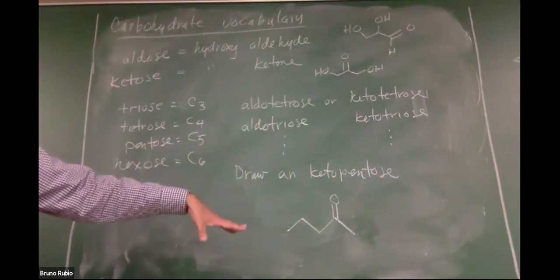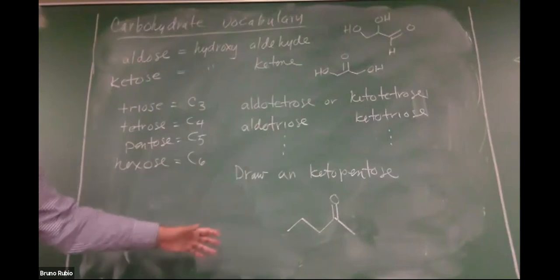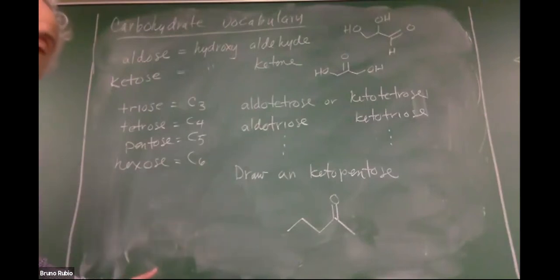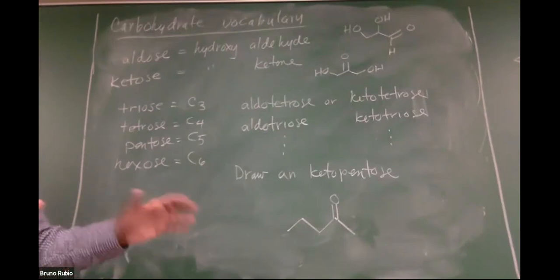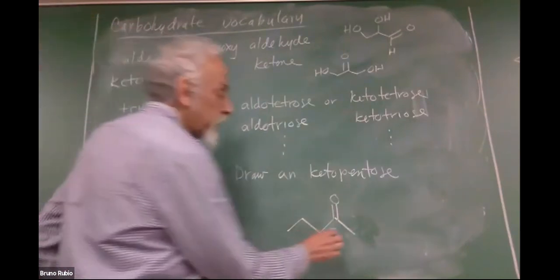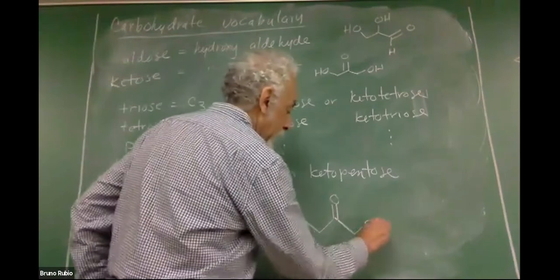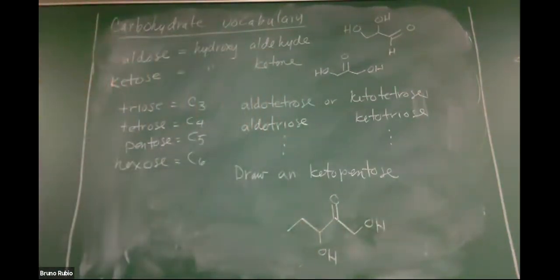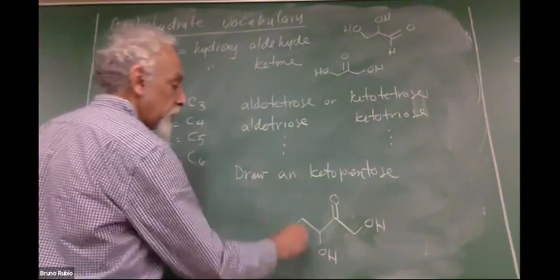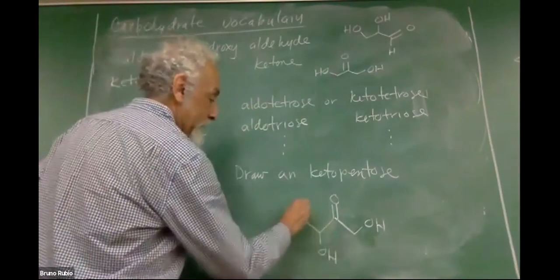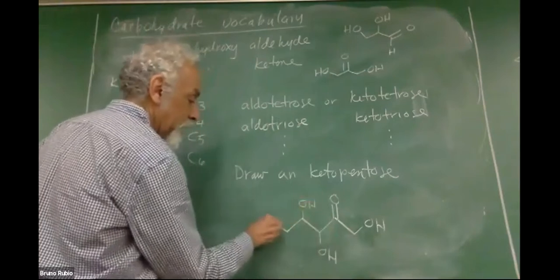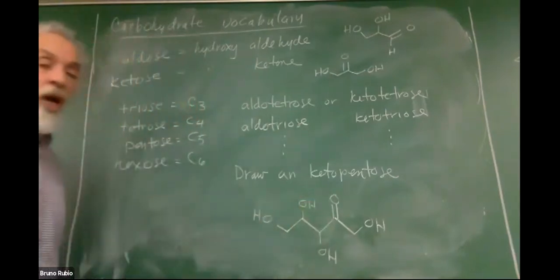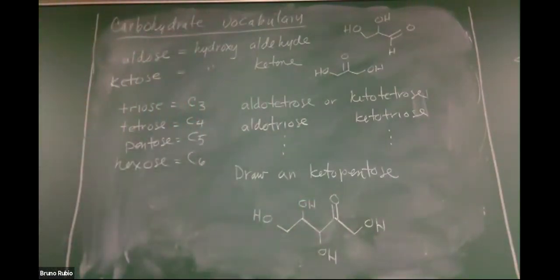So now I need to make it polyhydroxy. So all I need to do to finish this up is to draw in more than one OH group. So I could put one there, I could put one there, sure, why not? Okay, so that's a ketopentose. And I could just go wild and draw a lot of OH groups. So that would be an example of a ketopentose.